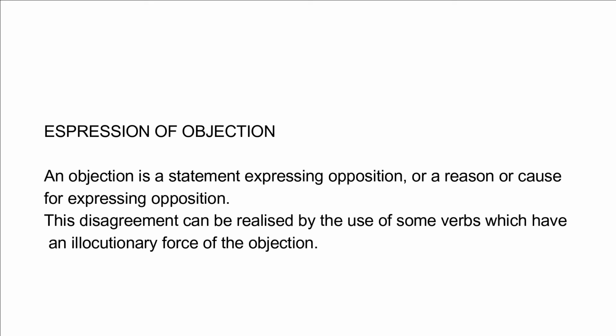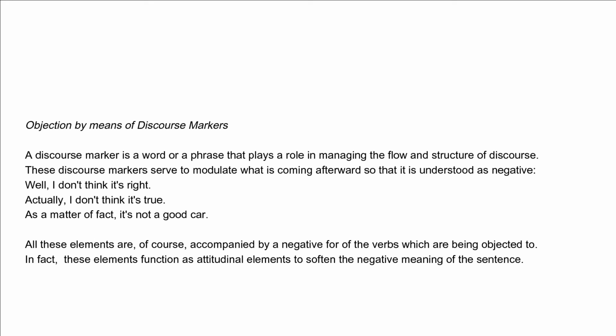We can have objection by means of discourse markers. A discourse marker is a word or a phrase that plays a role in managing the flow and structure of discourse. These discourse markers serve to modulate what is coming afterward so that it is understood as negative.